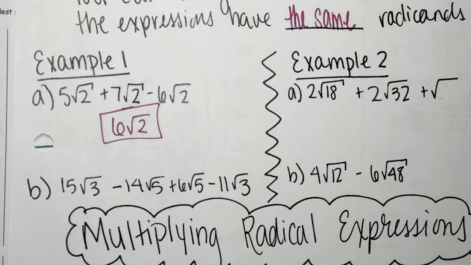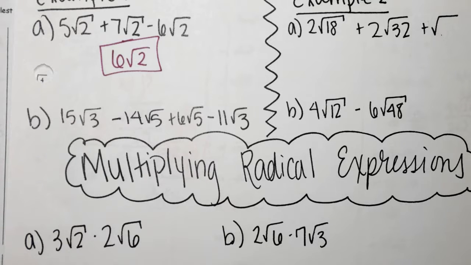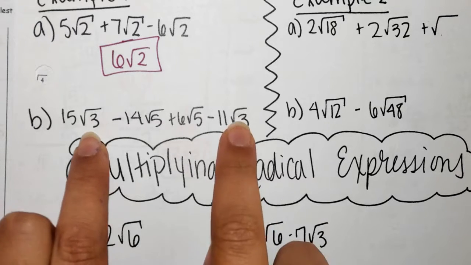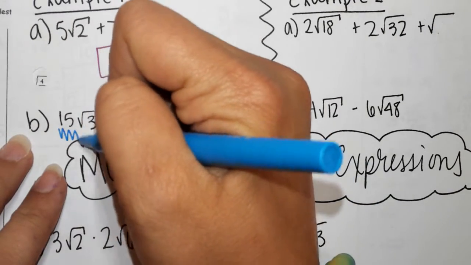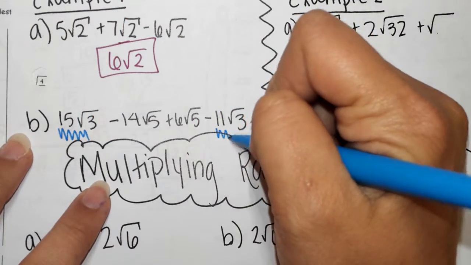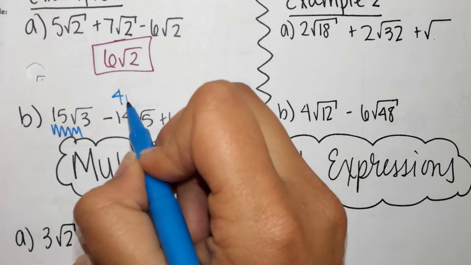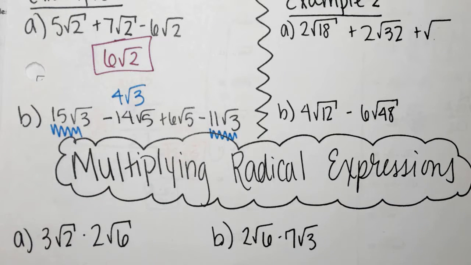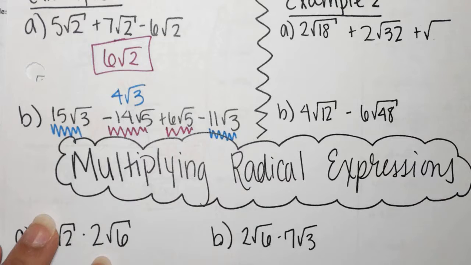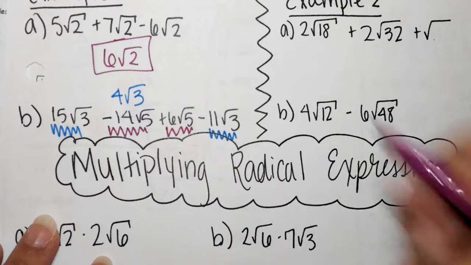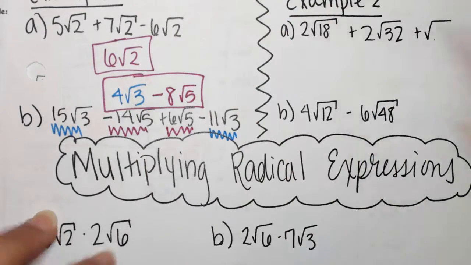On example B, can you combine the square root of 3 and the square root of 5? No, but can you combine the square root of 3 and the square root of 3? Yes. So, what is 15 root 3 minus 11 root 3? 4 root 3. Alright, and then we have negative 14 root 5 plus 6 root 5. And what is that? That's your final answer.